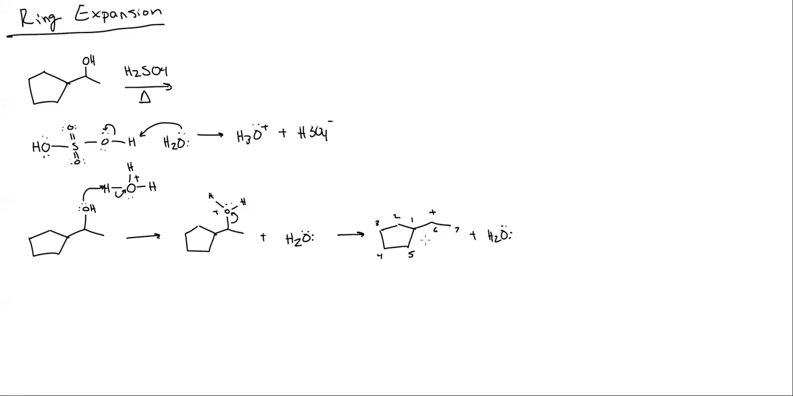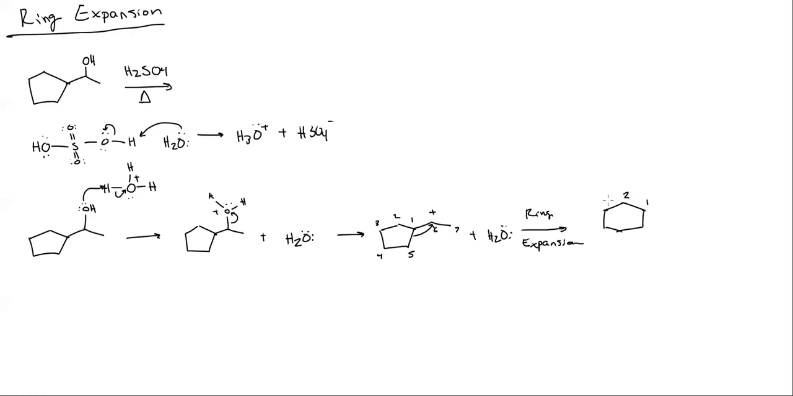Okay, so now my ring expansion is going to happen. This bond is going to move here to this positively charged carbon. And then, so this is my ring expansion. And so it's going to move there to that positively charged carbon. So then I'm going to write my 6-membered ring, because that's what I'm expanding to, right?